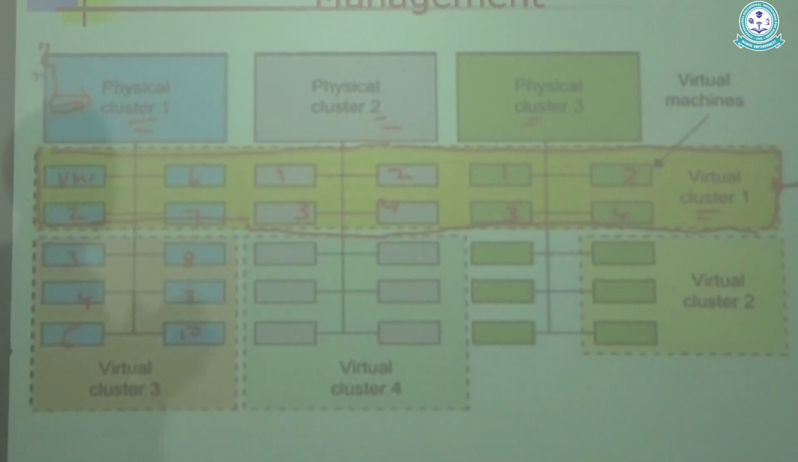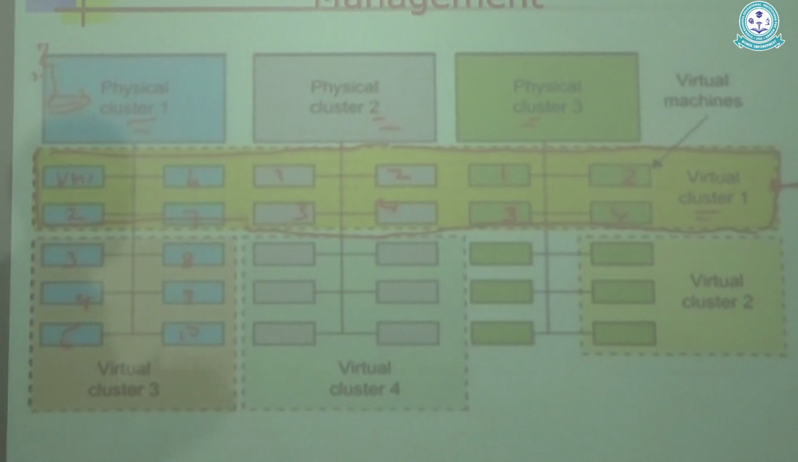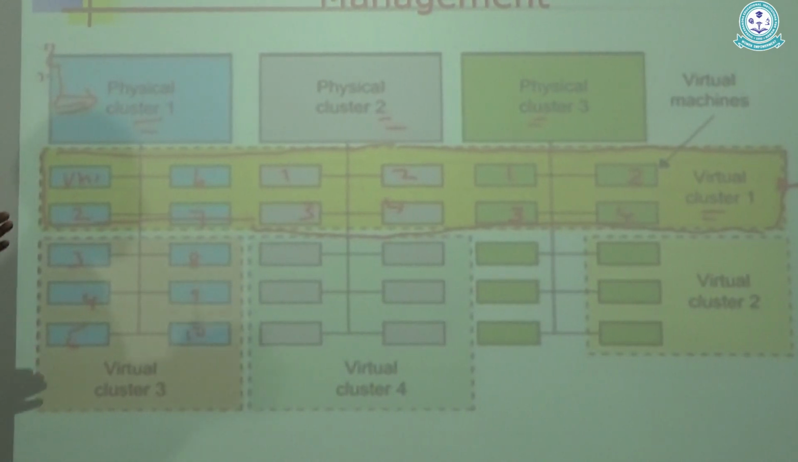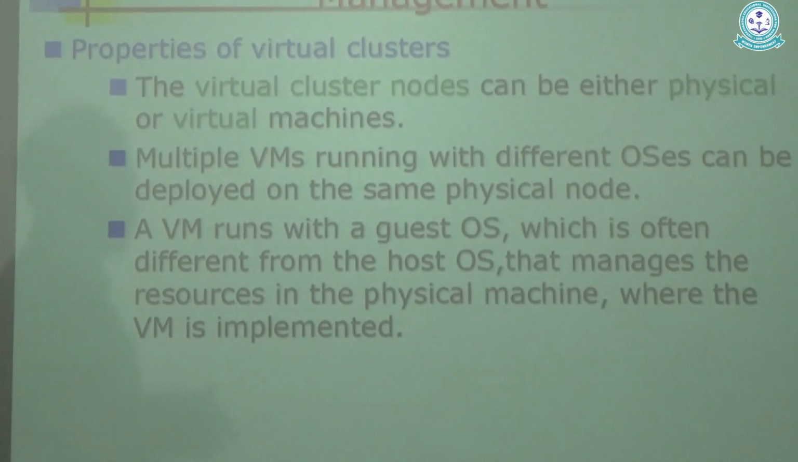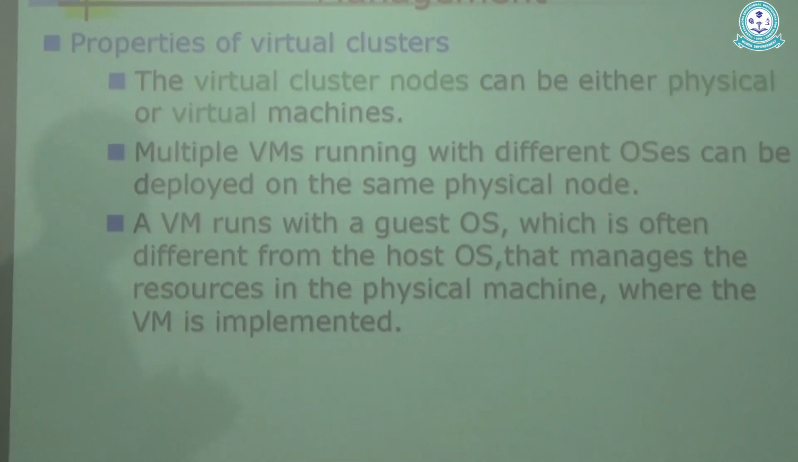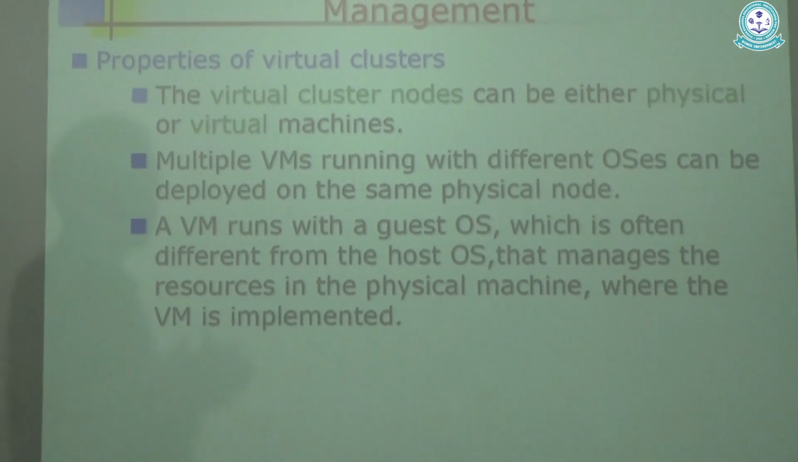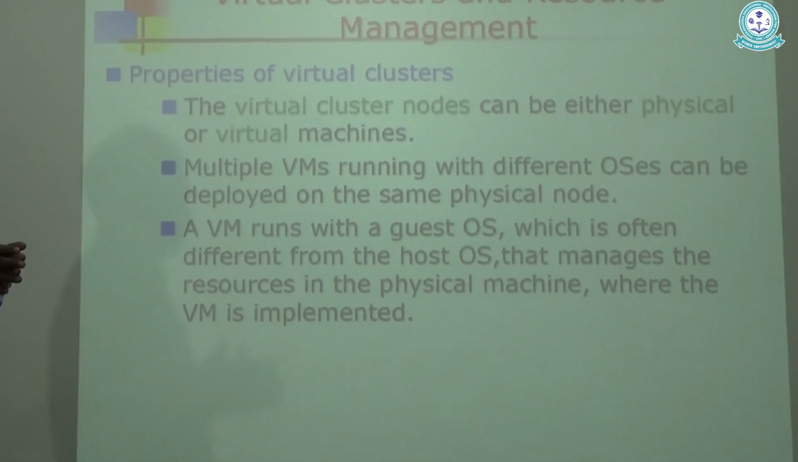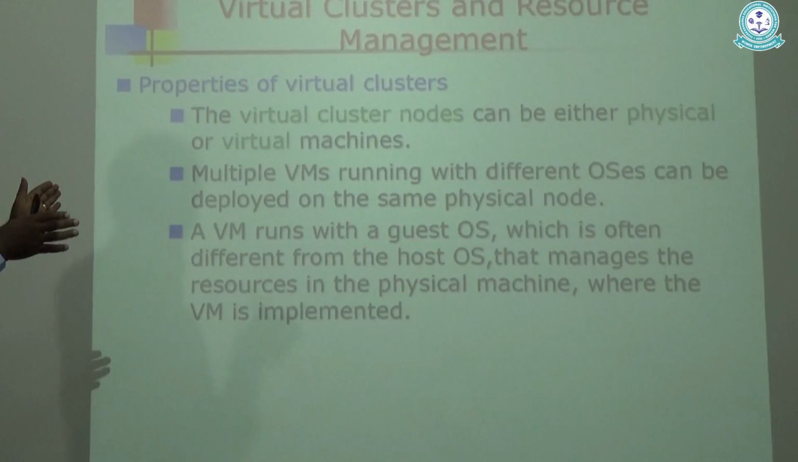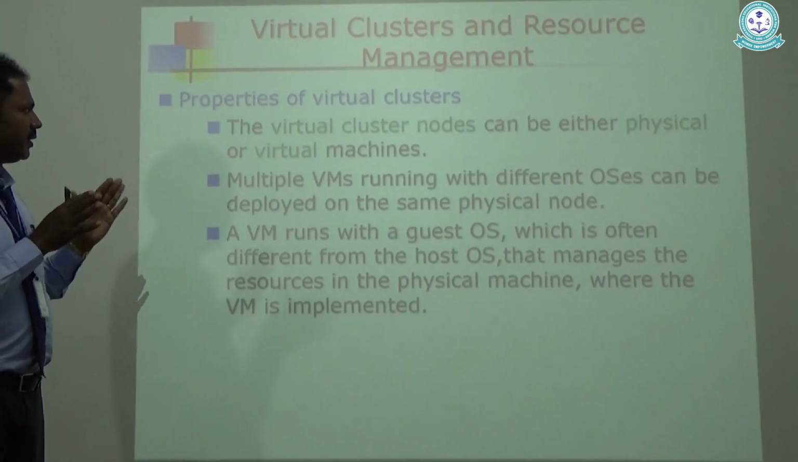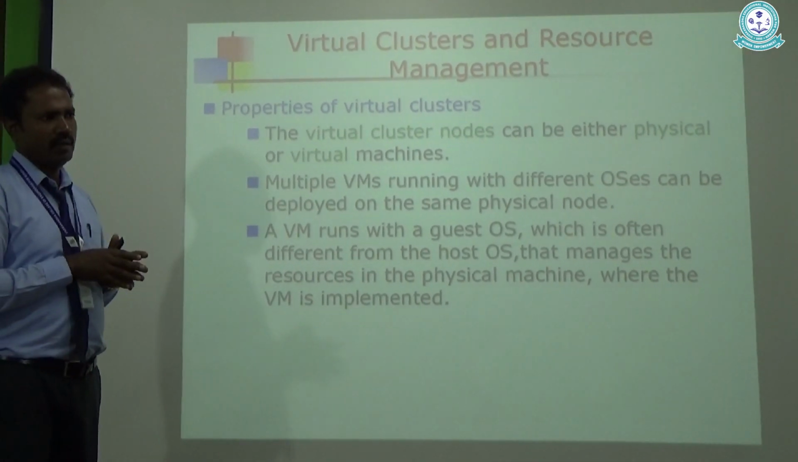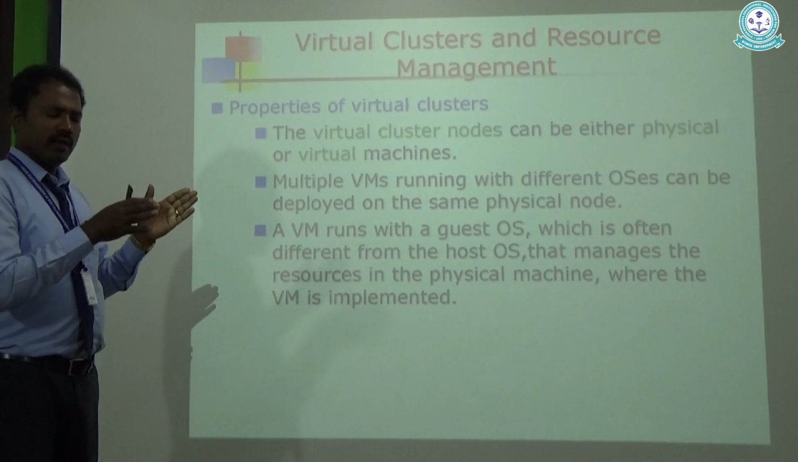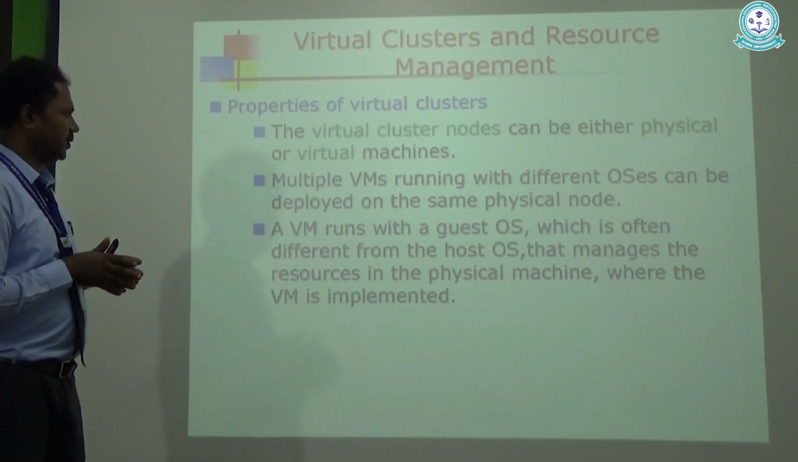But what is the difference between virtual clusters and physical cluster is, physical cluster is the collection of physical machines and virtual machines, whereas virtual cluster is the collection of virtual machines. What are the properties of these virtual clusters? When we see the properties of virtual clusters, the virtual cluster nodes can be either physical or virtual machines. So the virtual cluster can contain physical machines as well as virtual machines.